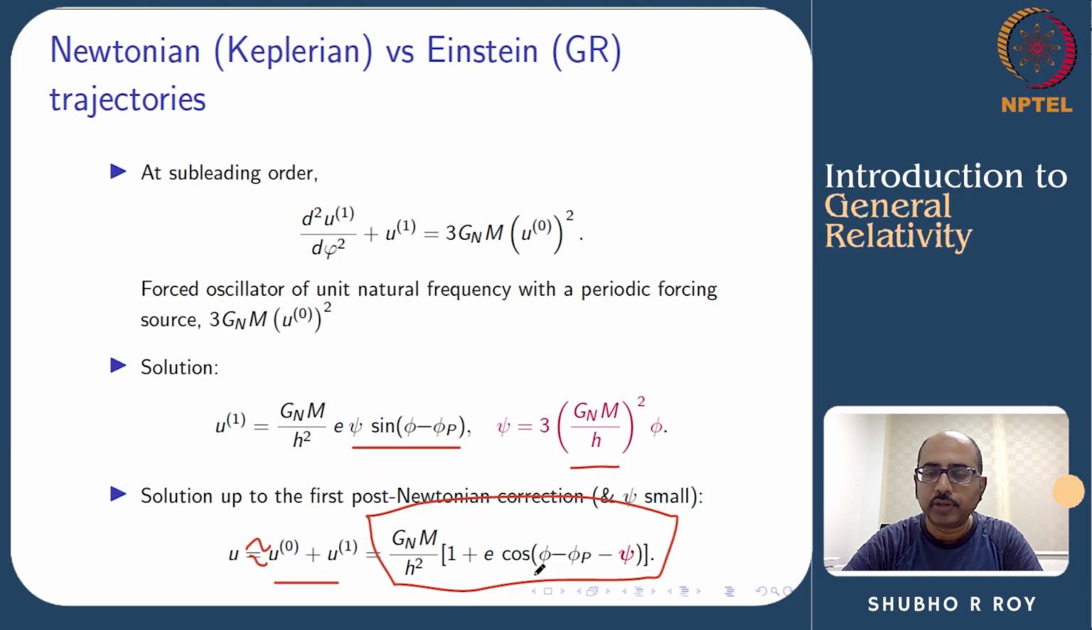The argument of cosine, instead of phi minus phi p, you have phi minus phi p minus psi, where psi is this, highlighted in purple font. Okay, so it's exactly the same as the Newton solution, except the argument of the cosine has changed to phi minus phi p minus psi. So how does it lead to the fact that the major axis will rotate? Let's look at that.